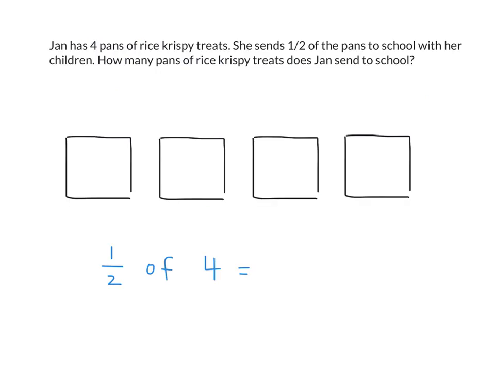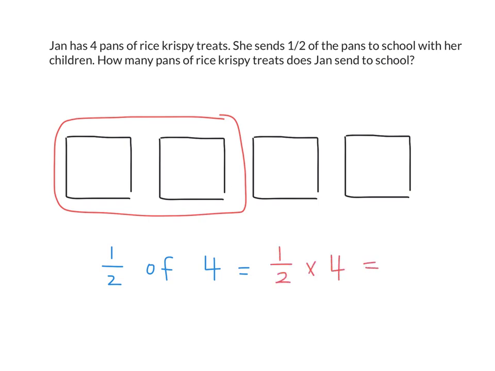My friend Jan likes to bake, and she made 4 pans of Rice Krispie treats. She sends half of all of her pans to school with her children. How much did she send to school with her children? Go ahead and draw 4 pans of Rice Krispie treats. If she gives away half of them, how much does she give away? 2. Right, because half of 4 is the same thing as 1/2 times 4, which is the same thing as 4 over 2, which is 2 pans. So she brought 2 pans to school.